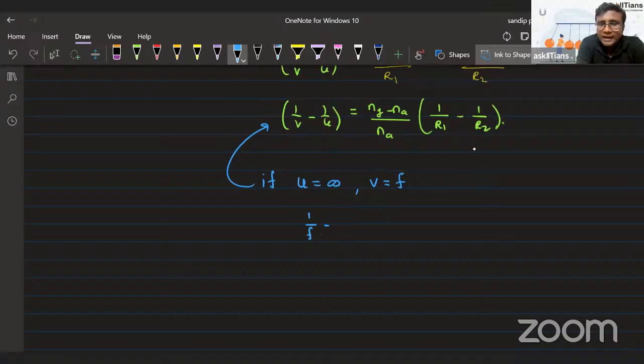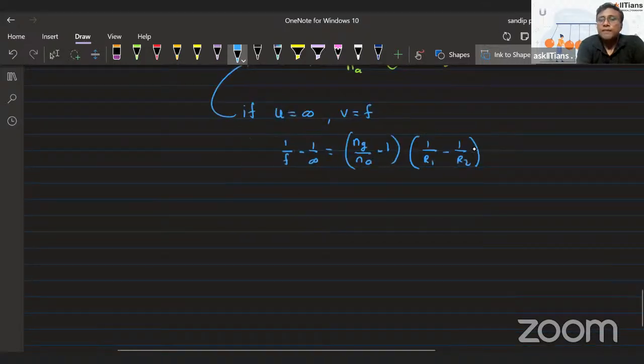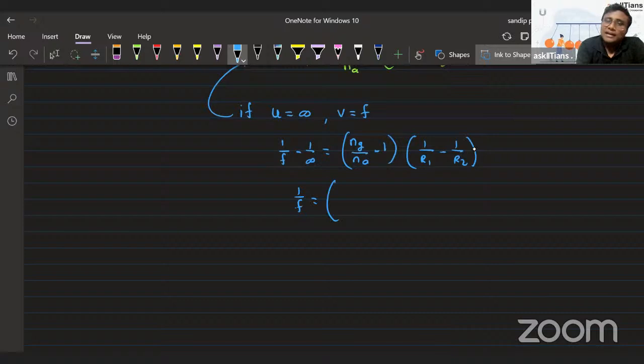1 by F minus 1 by infinity is equal to this. You can say (N_G upon N_A minus 1) times, sorry, 1 upon R1 minus 1 upon R2, right? Or 1 by F is equal to, this is nothing but, this is actually like this. If you remember, N21 is N2 upon N1, right? So N_G upon N_A, or for simplification, let's keep it as N.